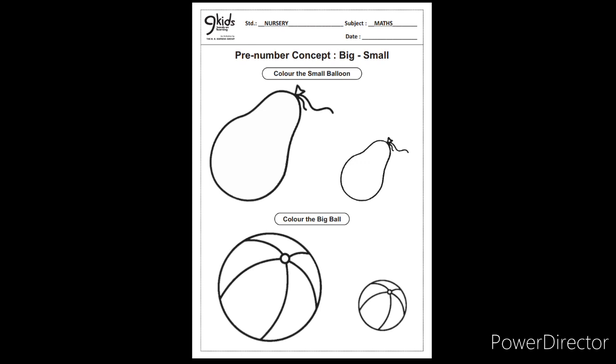And next is big ball and small ball. So you have to color only big ball. You can even take the help of your mama and tell her to draw two balloons like this and two balls like this on one paper, and then you can color a small balloon and a big ball.